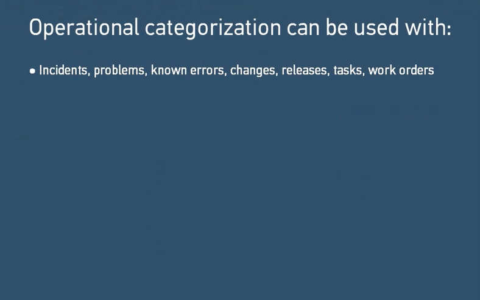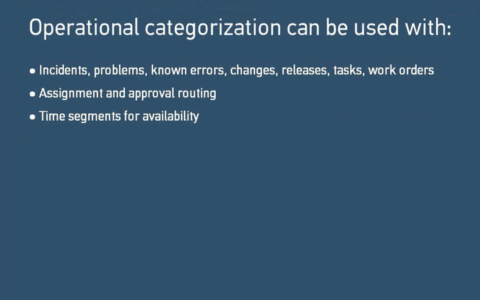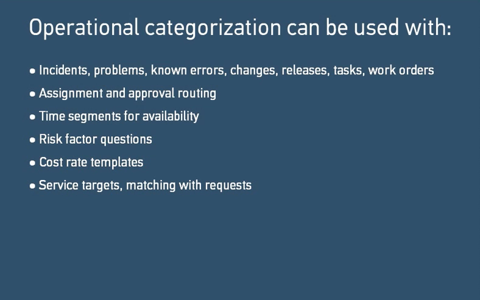You can specify categorization for various ITSM requests, tasks, and SRM work orders. The categorization of a request can help determine its assignee or approver. You can register a time segment against an operational category and location to determine availability for changes or releases. You can restrict risk factor questions and cost rate templates to changes of a specific category. You can include operational categorization in the criteria that matches requests to a service target, and you can pass operational categorization along the chain of requests in an SRM process.